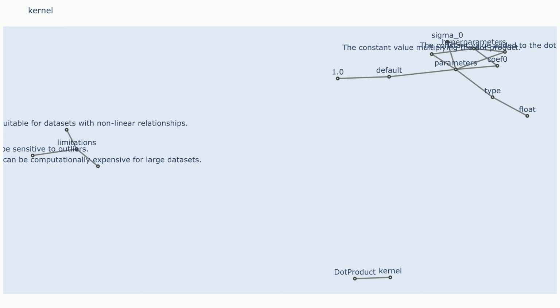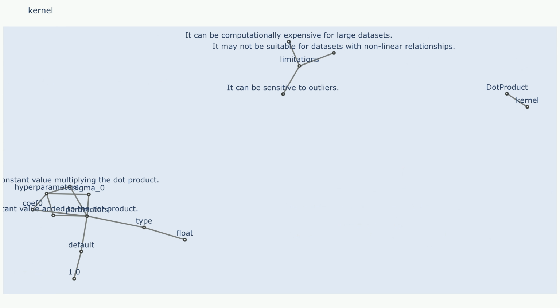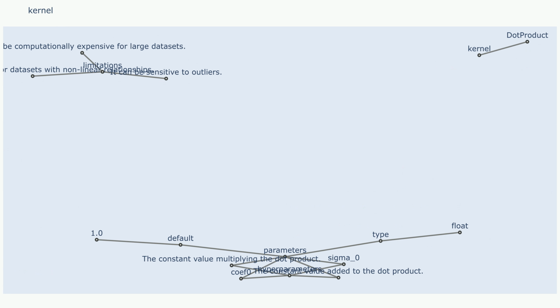1. Mathematical definition. The dot product kernel is defined as k(x1, x2) = sigma_0^2 + x1 · x2, where x1 and x2 are two input data point vectors. x1 · x2 represents the dot product of x1 and x2. The constant is a hyperparameter that introduces a bias term.